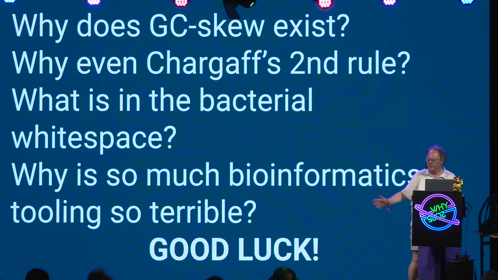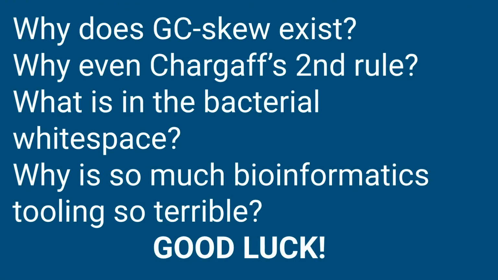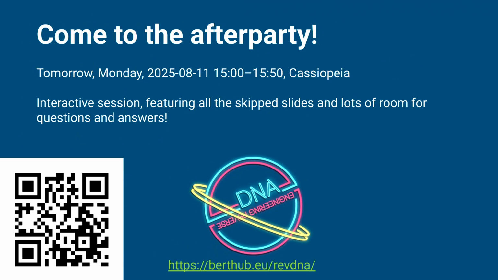I think with that, we have reached the end. These are some open questions. Why does the G happen more at the beginning of the genome than at the end? Can we figure that out? Why do we have the same amount of C's as G's? What is in that white space? And the biggest question, why is so much of the software crap? I hope you can help with that. And with that, I thank you so much for your attention.